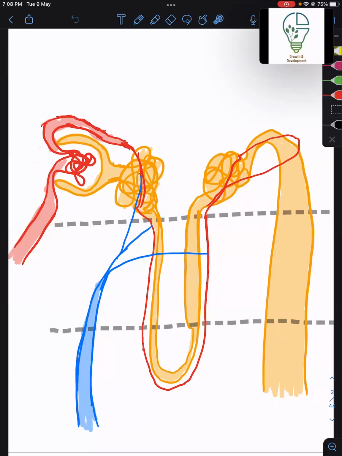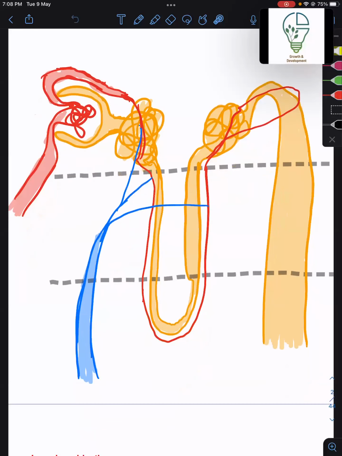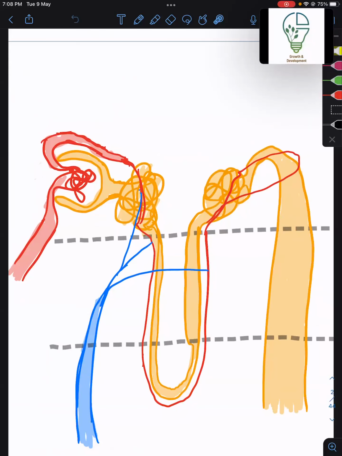Okay, there is one other thing that I want to go over, which is that you see this segment over here. We said that this was my ascending loop of Henle, right? The thing that I want you to know about this segment right over here is that it is permeable to solutes. It's not permeable to water. It's only permeable to solutes, okay?